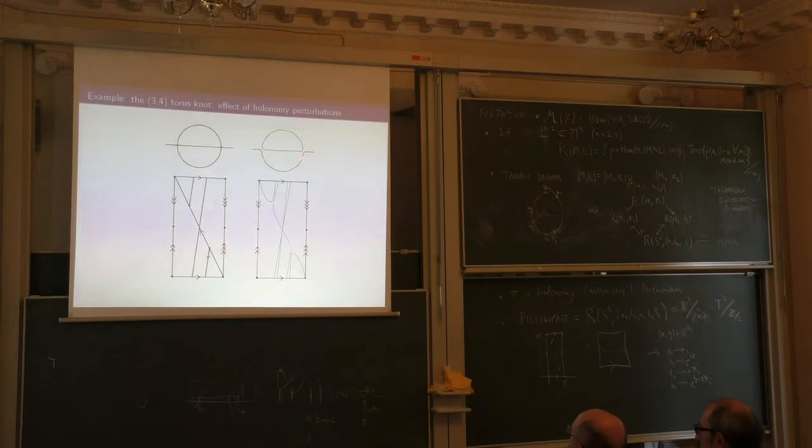This long green arc gets mapped this way, and the blue circle gets mapped, wrapped twice around. An interesting reason why it goes twice is it's related to the fact that these are not just Lagrangian immersions, but they're exact Lagrangian immersions in a certain sense.